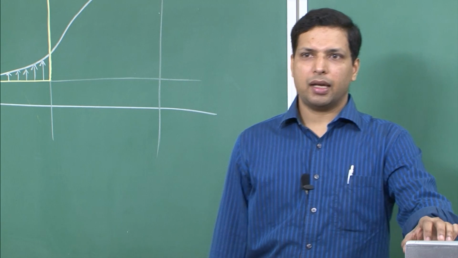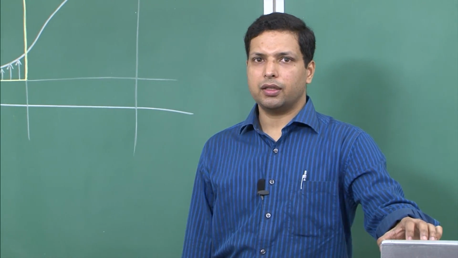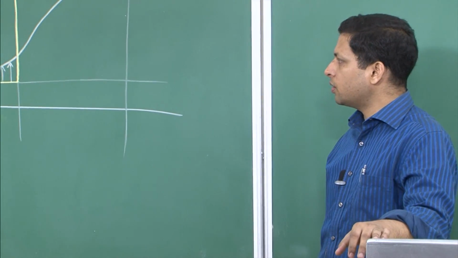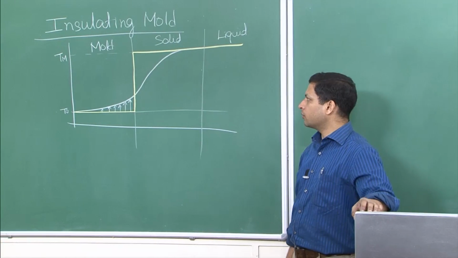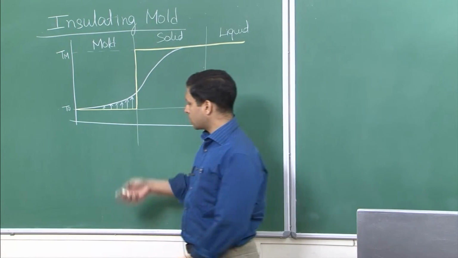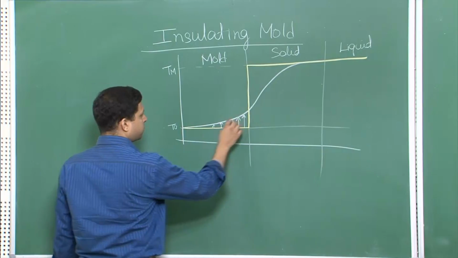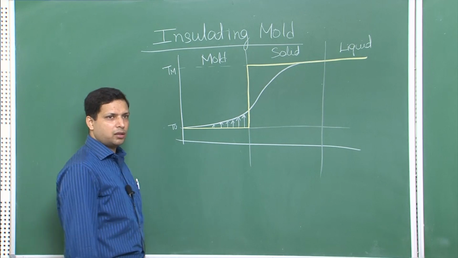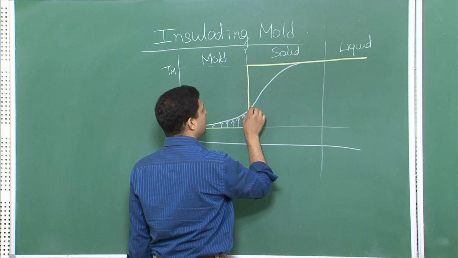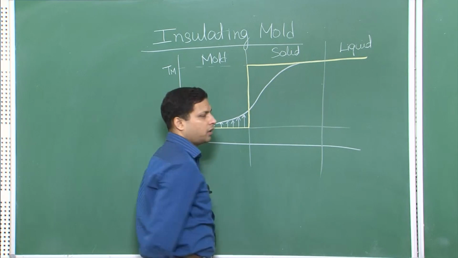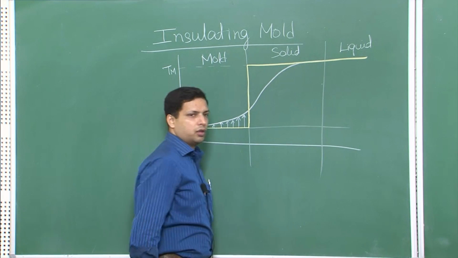Okay, so we are back and we'll get started where we left last time, which was discussing the implication of the slope whenever we draw this temperature profile. You remember we talked last time about the rising slope for the mold part and the decreasing slope when we are going from the mold-solid interface towards the solid-liquid interface. There is a decreasing slope for the solid part.